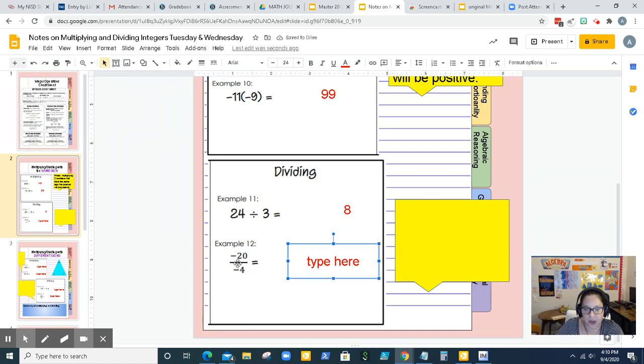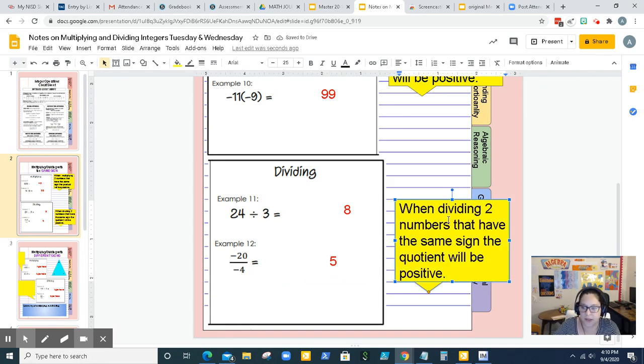Now this is another way that you're going to see division. -20 divided by -4. Sometimes you're going to see the division sign, but a lot of the times it's going to look like a fraction. So negative divided by a negative is going to be positive. 20 divided by 4 is positive 5. Dividing two numbers that have the same sign, the quotient will be positive.